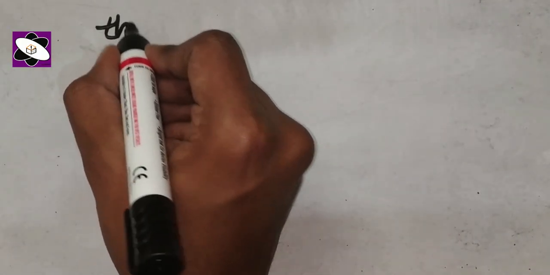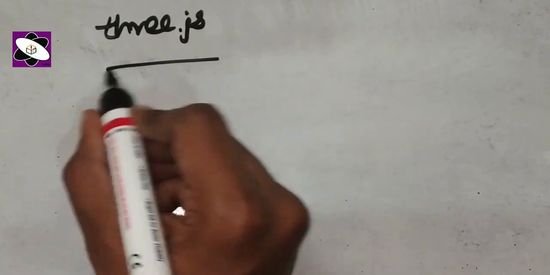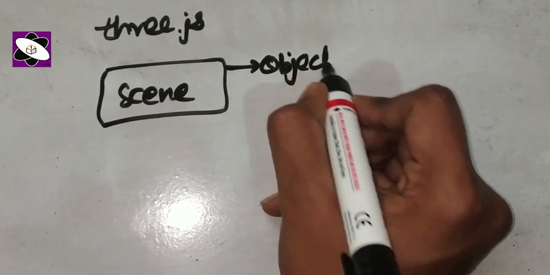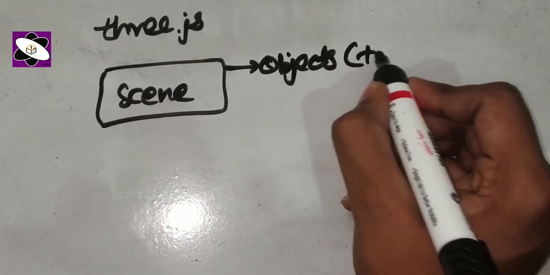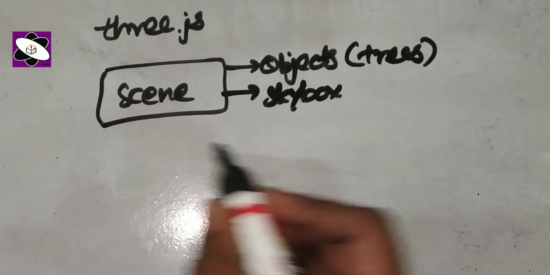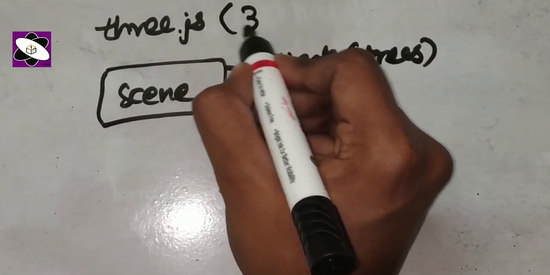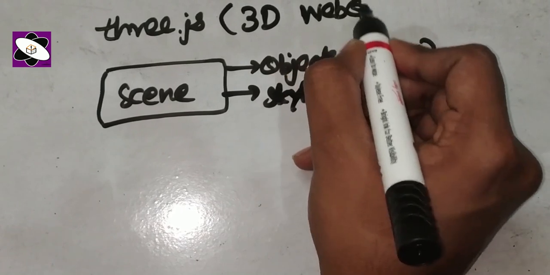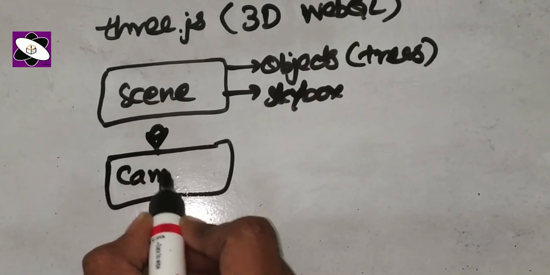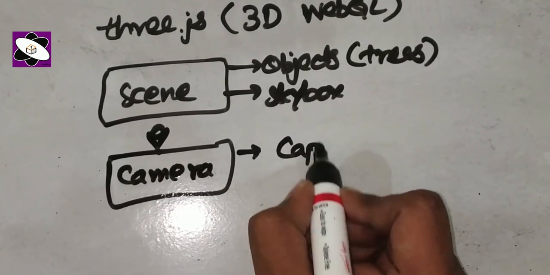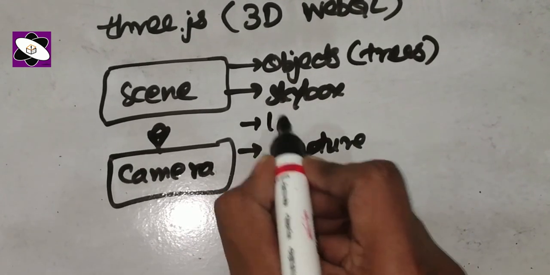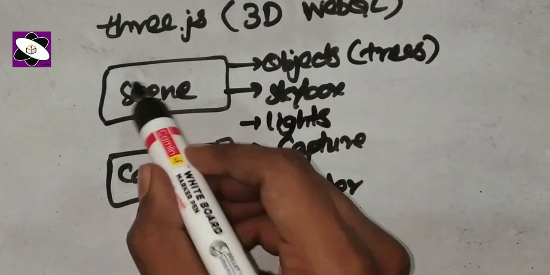So the basics of Three.js are easy. We will be having a scene. Over there we will have the objects, with custom or ready-made templates. We will be having custom templated trees which will be growing, and a Skybox, and this again is for surround view, and it's a 3D WebGL library. We will be having a camera over here. It is used to capture and render the scene. Again, we have the lights for giving the appearance to the objects in that scene.